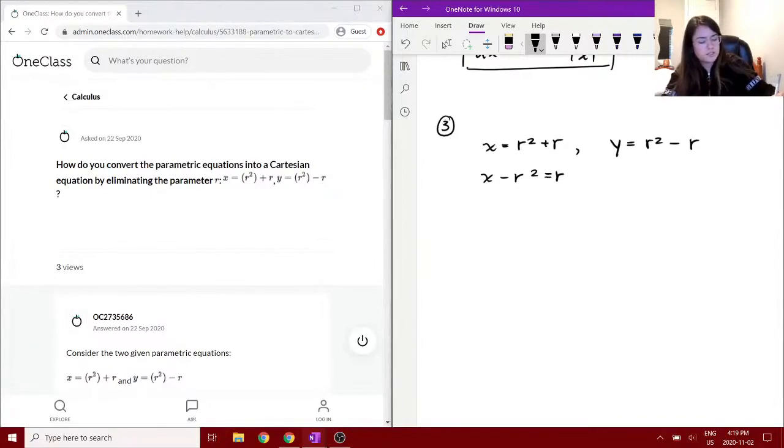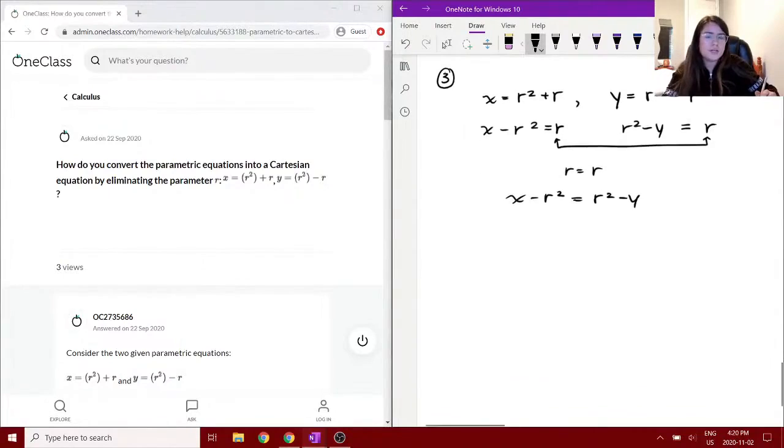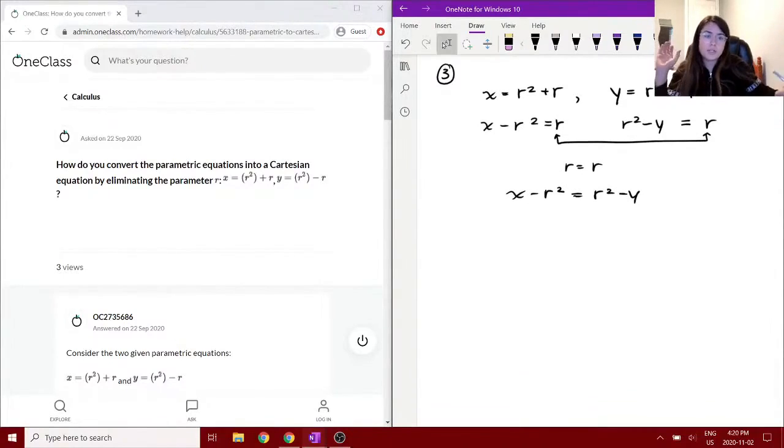So y minus r squared equals, I'll write this the other way, r squared minus y is equal to r. And I'm going to set these equal since they both have r isolated. So if r equals r, we have x minus r squared is equal to r squared minus y. Now I'm going to rearrange so that we have r on one side of the equation and only x and y on the other side.